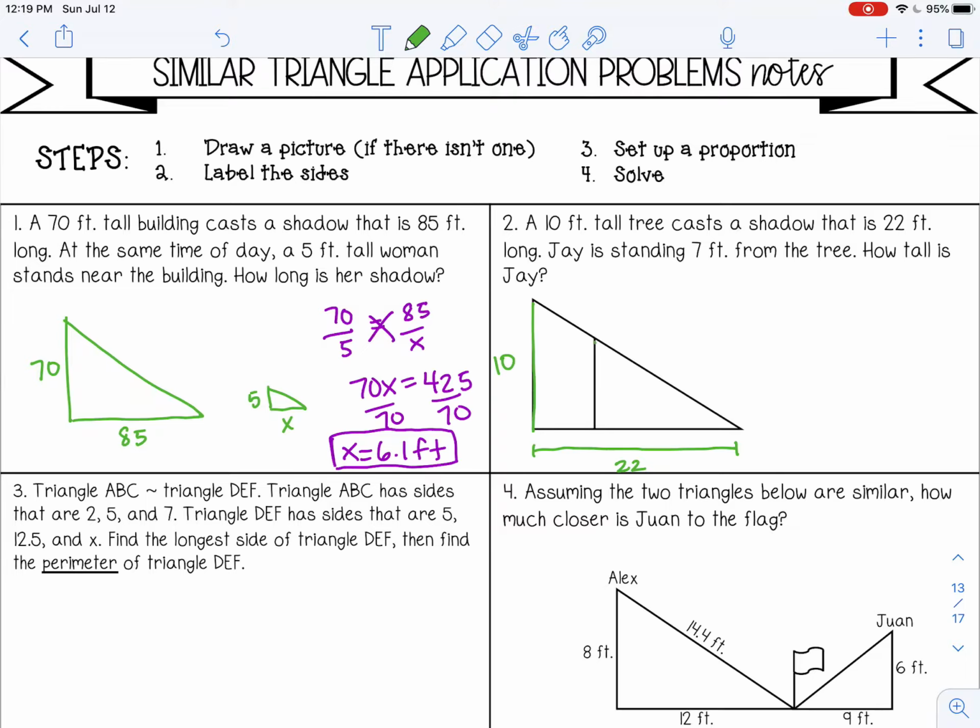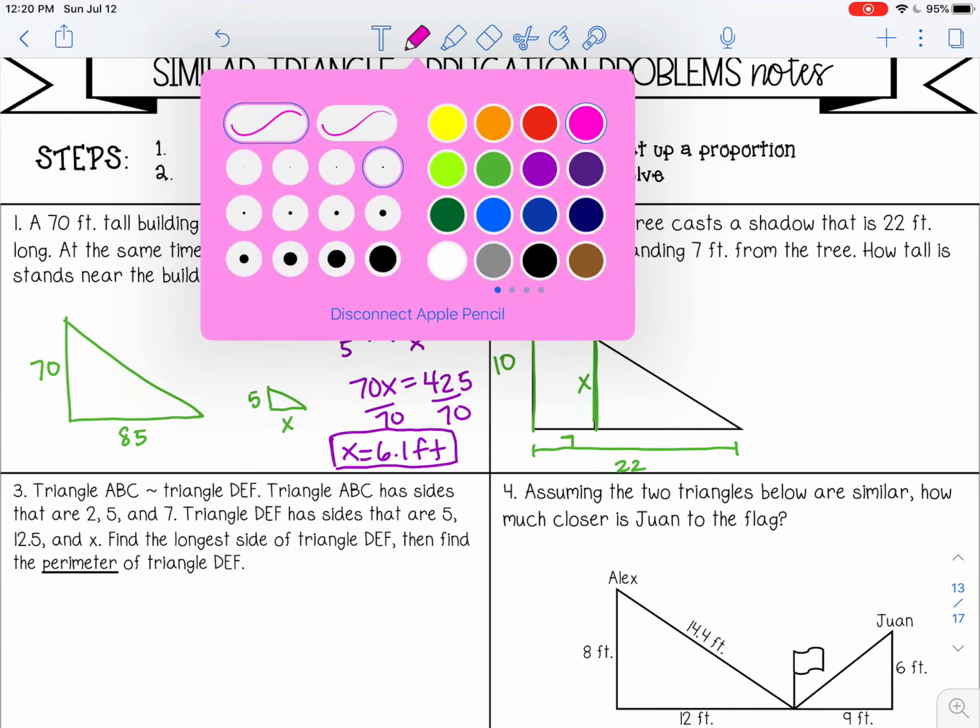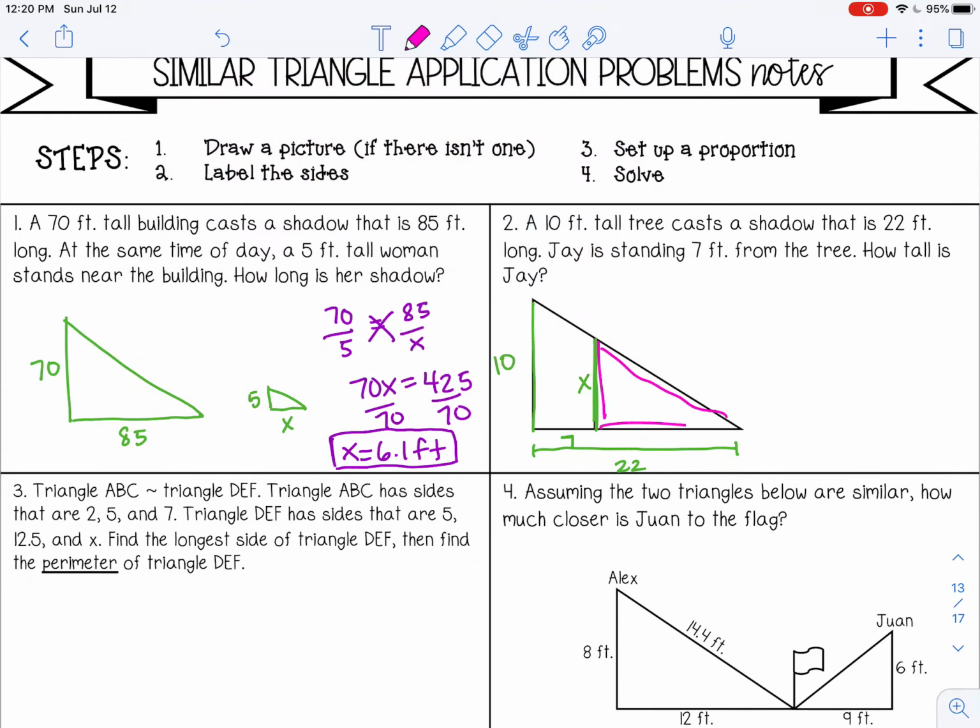All right, so this would be J here. He's standing 7 feet from the tree, so this piece would be 7. That's how far he is from the tree. And we want to know how tall J is, so this is X. We don't know. All right, so I want to quickly sketch these triangles separately, so I'm going to draw the little one over here, so this would be X. Now, I don't know the bottom here, but I don't want to have two different variables. I can't have X and X, so I need to find that bottom length.